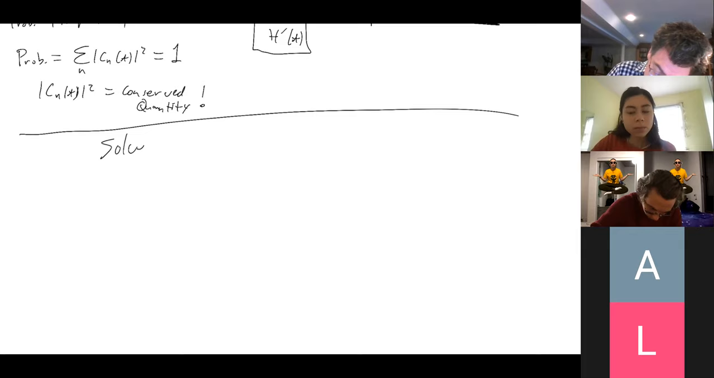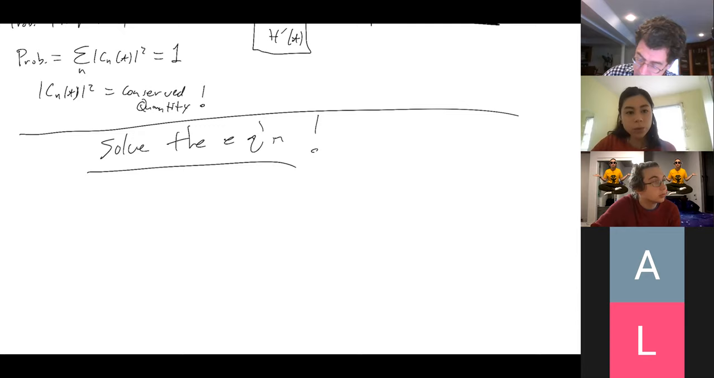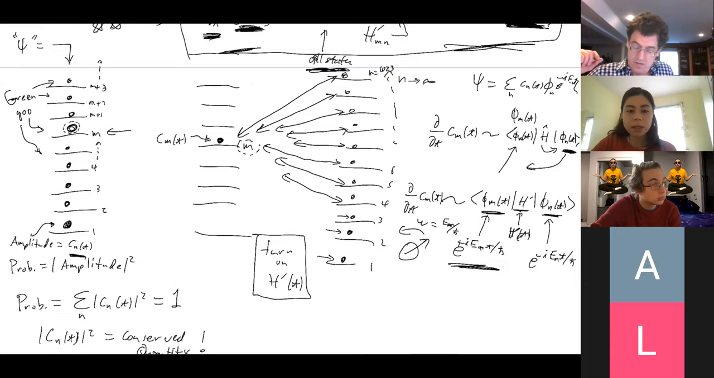Yeah. So the total energy is going to be like a sum of c_n of t times E_n. Not energy, I'm sorry. Let's talk about probability. We're talking about there's energy. Energy determines the frequency. Energy determines how fast the phase factors spin around. That's where energy comes into play. And then there's amplitude, and probability is the sum of all the amplitudes squared. So now ask your question.